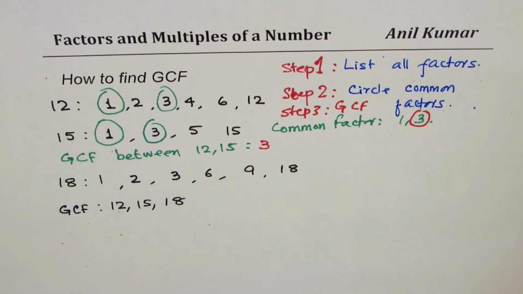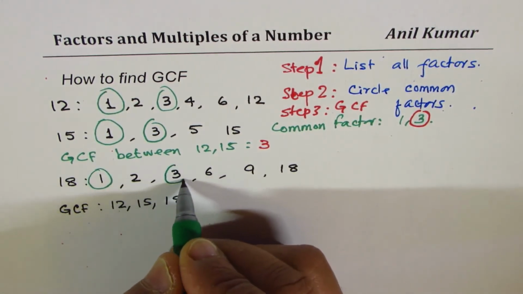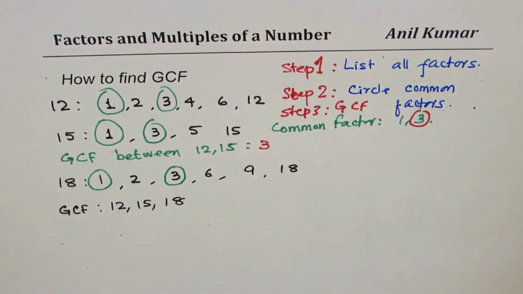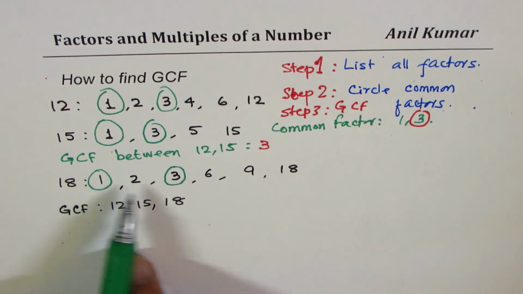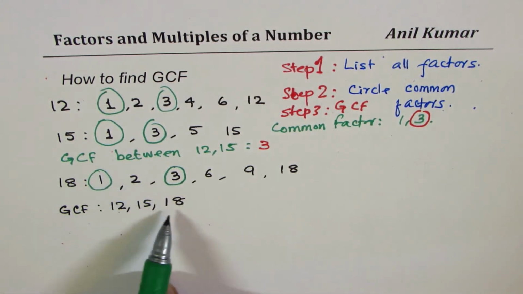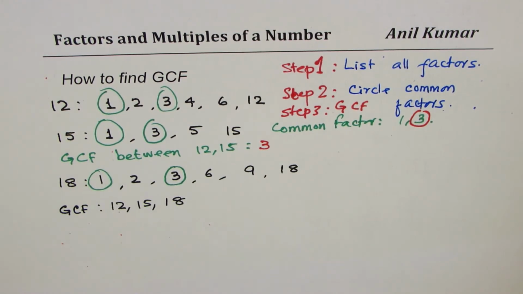You consider 18 also, right? So circle the numbers which are common to all, right? So what we find here is that these 2 numbers are again common to all. So again, the greatest common factor remains as 3. Is it okay? Perfect. So that is how we actually do it.